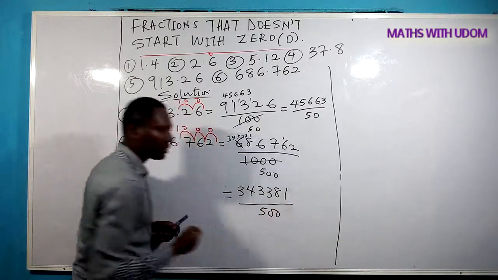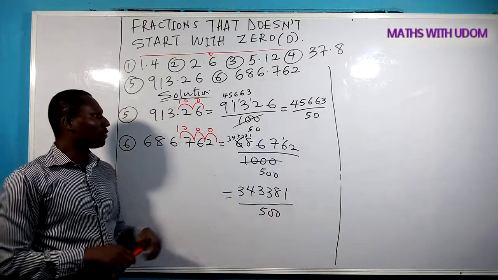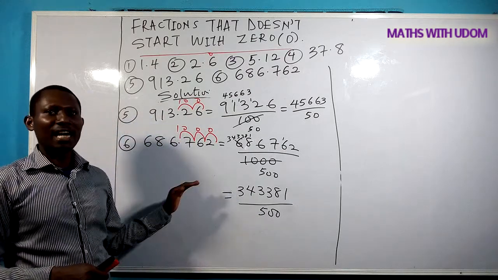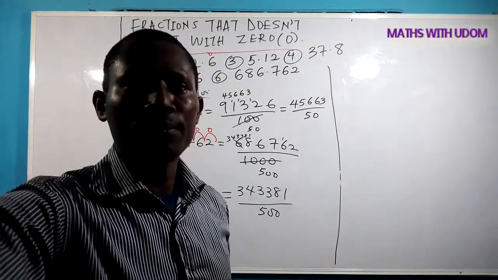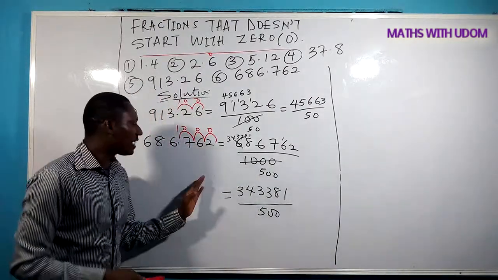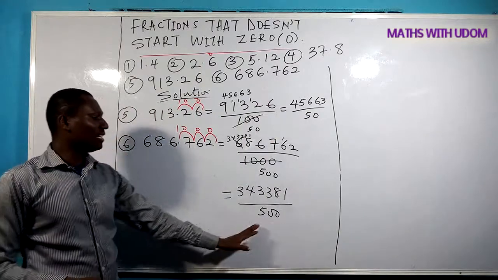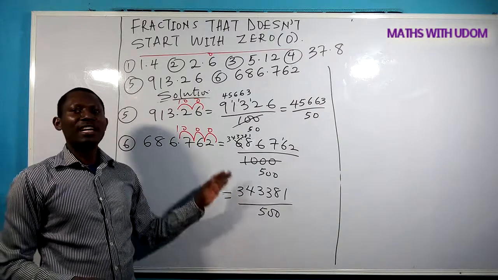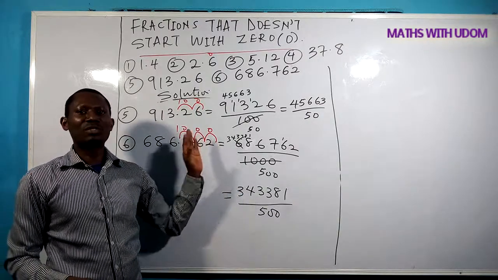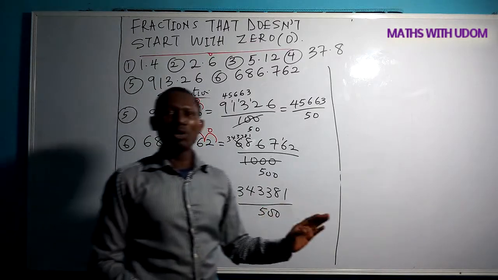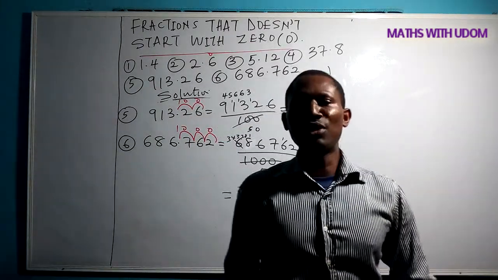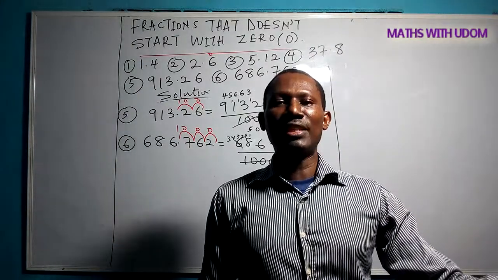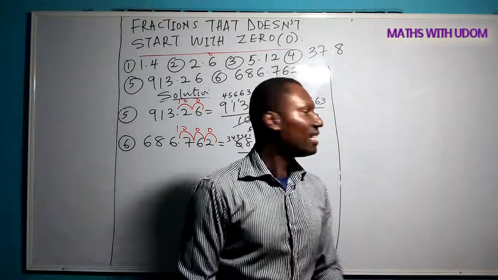Okay? So if you check all what you have done before and the one on the board currently, you will discover that all the final answers end as improper fractions. As I said earlier on, any fraction that does not start with 0, by the time you end up simplifying or reducing it, you are going to get an improper fraction.